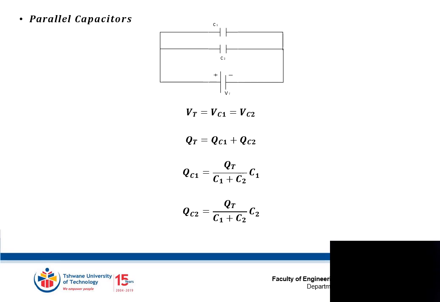Then the current divider, here we have the charge divider. Qc1 will be equal to C1 over C1 plus C2 times Qt. In resistors, we had I1 equals R2 over R1 plus R2 times IT. So here it's the opposite. So when using the current divider, the voltage divider and the charge divider, remember on capacitors we use the opposite of resistors, but everything else stays the same as resistors.